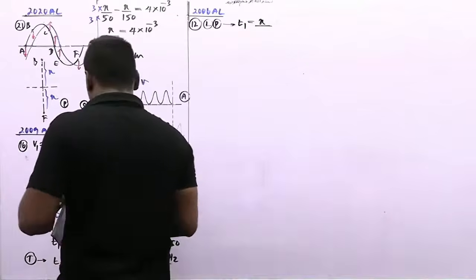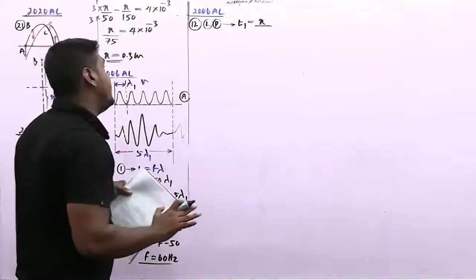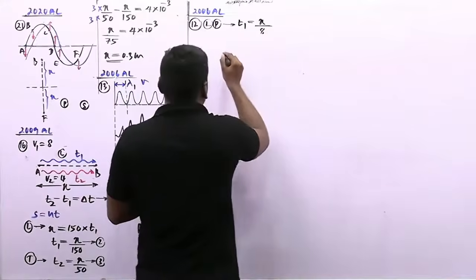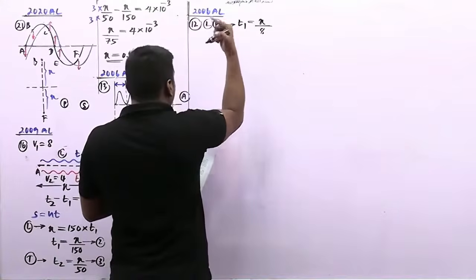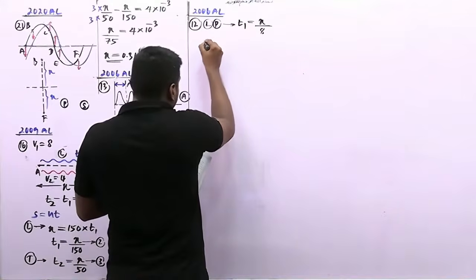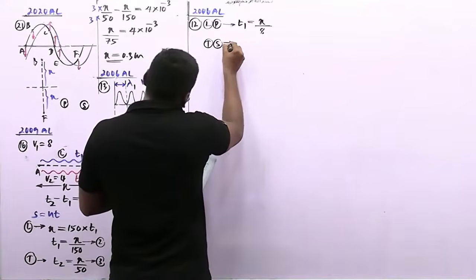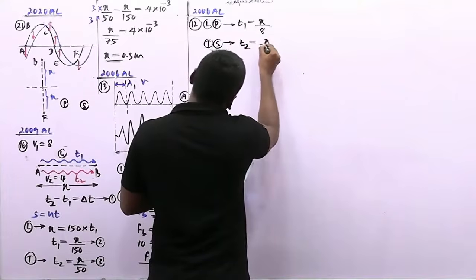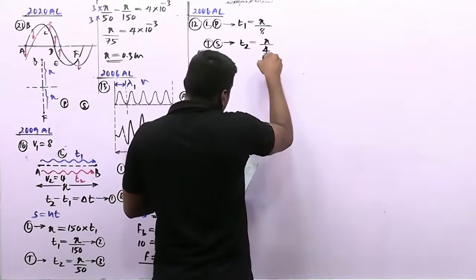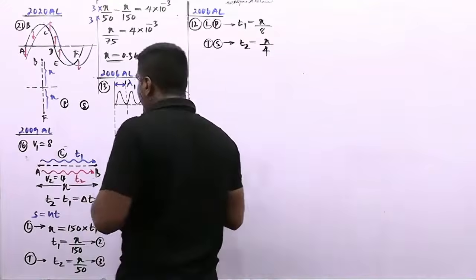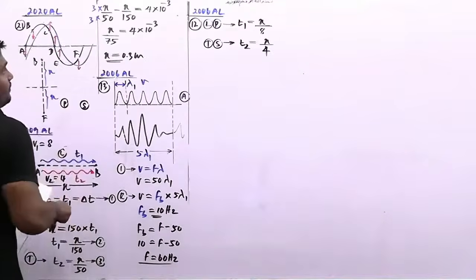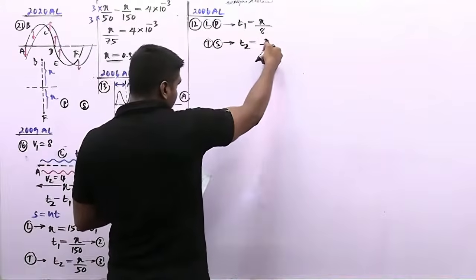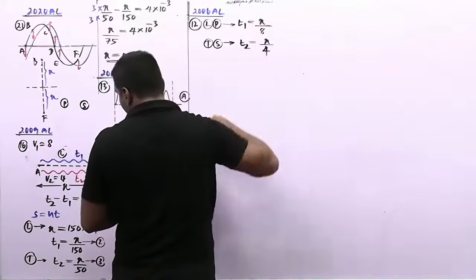Then the speed of the longitudinal wave is how much? 8 km per second. Likewise, if I apply s equals ut for the transverse wave, the secondary wave, t2 is going to be x over 4, as the speed of the secondary wave is 4. Then which one is larger? X over 4 is larger, x over 8 is smaller.